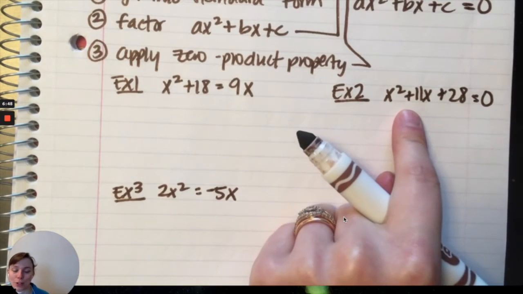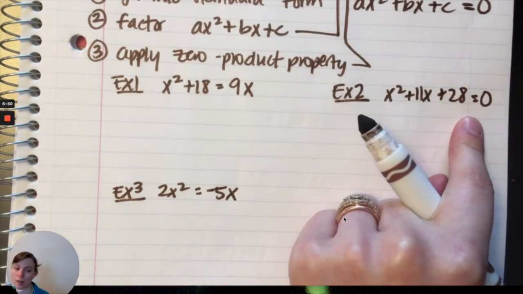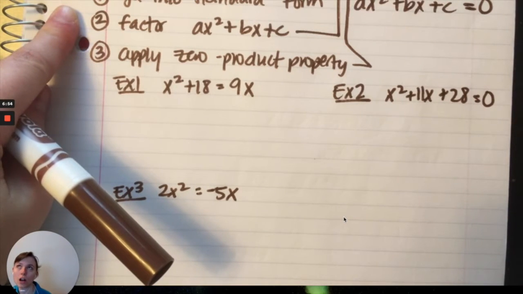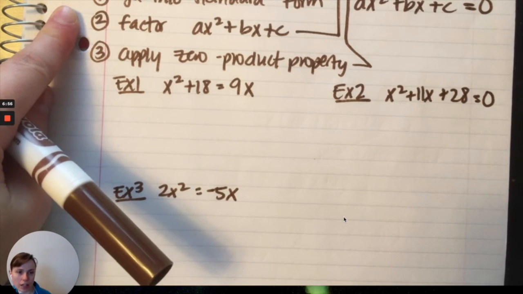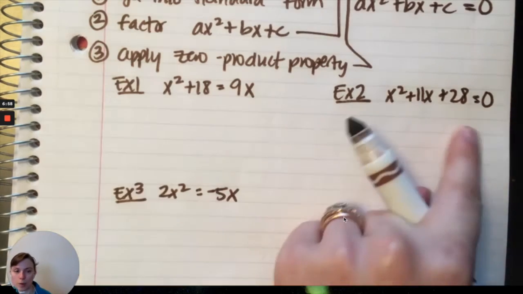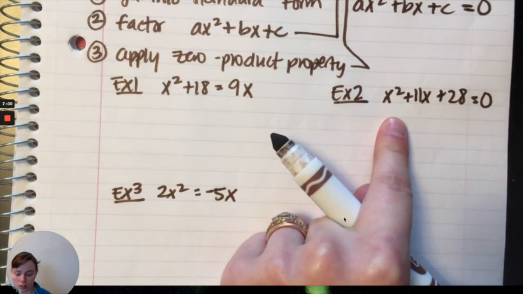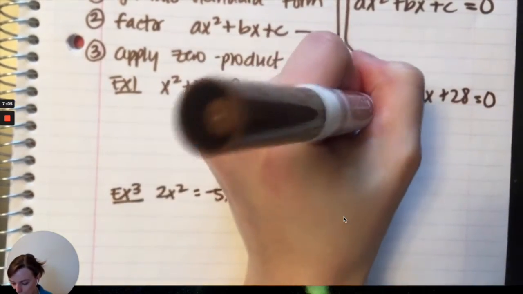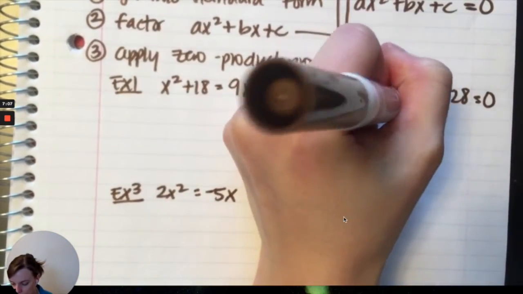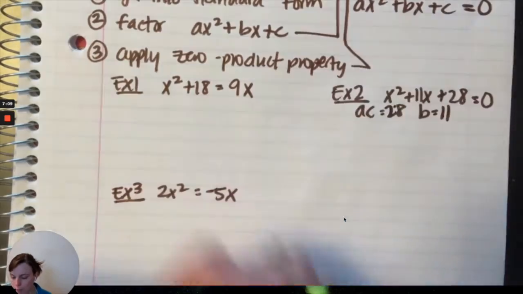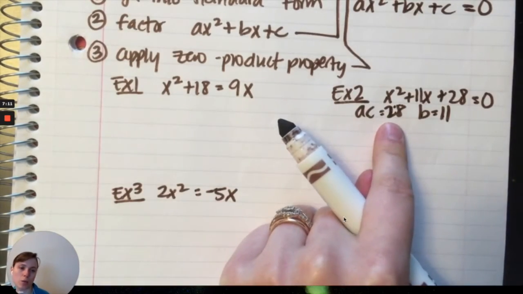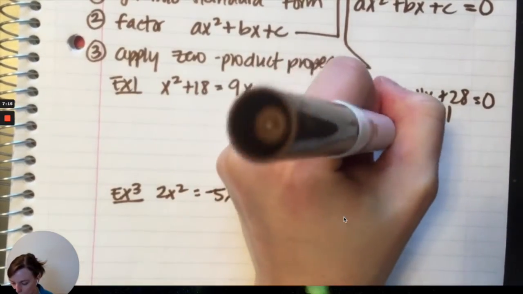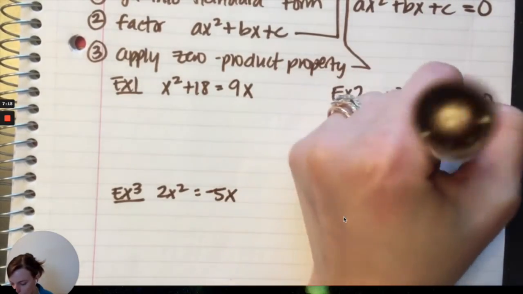So for example 2, it's already equal to 0, so step 1's already done. Now I need to factor it. I'll do grouping just so you can see grouping in action, but this one's pretty obvious to me from a logic standpoint. So if you know logic, try it on your own. From a grouping standpoint, AC is going to be 28, B is going to be 11. Pause here. What 2 numbers multiply to make 28 but add to make 11? Those 2 numbers are 4 and 7.